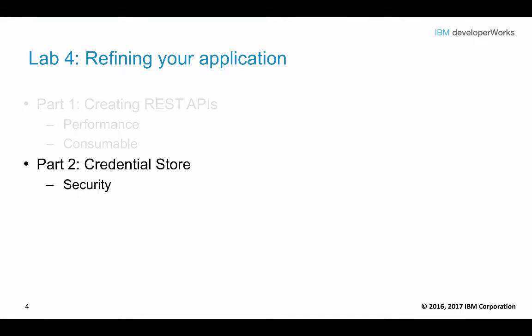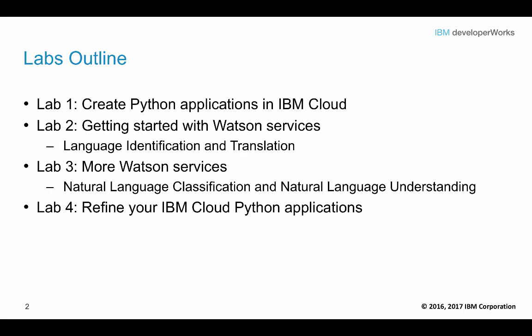So now we have a credential store in which we can keep our credentials secure and which we can use to override Bluemix. And we've also seen how to use the binding the services in Bluemix using the credentials. That completes the course. You now know how to run Python applications in Bluemix, how to consume Watson services and create REST APIs and keep your credentials secure.